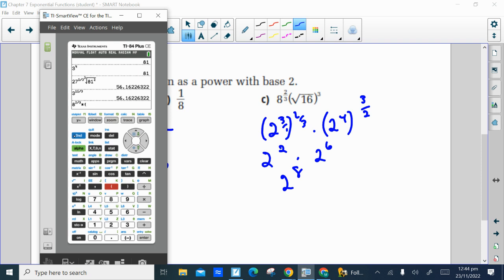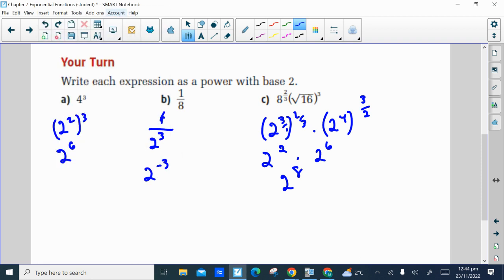I'll just do this one the same way it's written. It's the square root of 16 all to the power 3. So when we do that, we get an answer of 256, which is what 2 to the power 8 equals. So again, it just shows that the answer we got at the end matches what we started with. We've written it as a power with a base of 2.